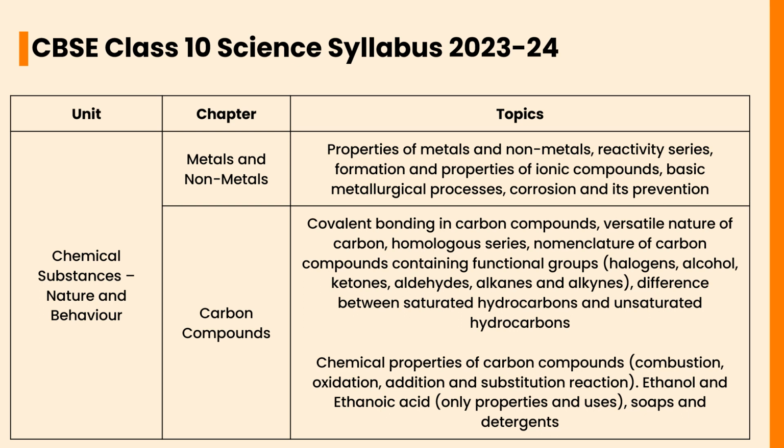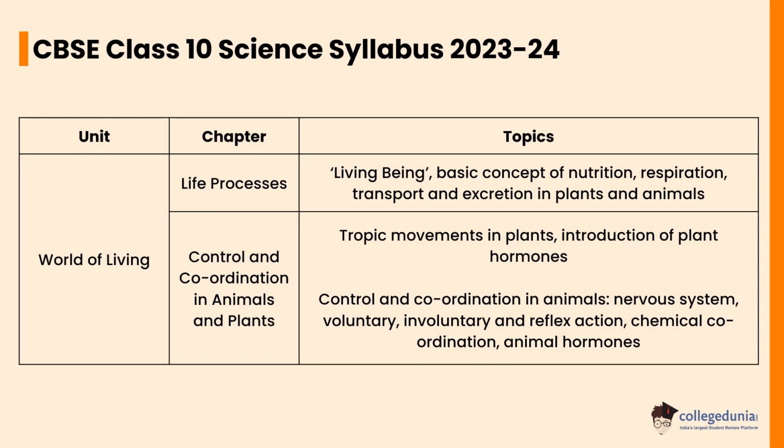carbon compounds containing functional groups: halogens, alcohol, ketones, aldehydes, alkanes and alkynes, difference between saturated hydrocarbons and unsaturated hydrocarbons, chemical properties of carbon compounds: combustion, oxidation, addition and substitution reaction, ethanol and ethanoic acid, only properties and uses, soaps and detergents. In World of Living, the chapters are Life Processes and Control and Coordination in Animals and Plants.